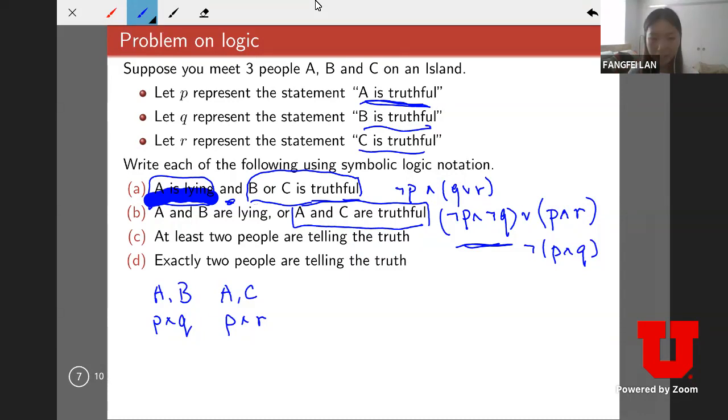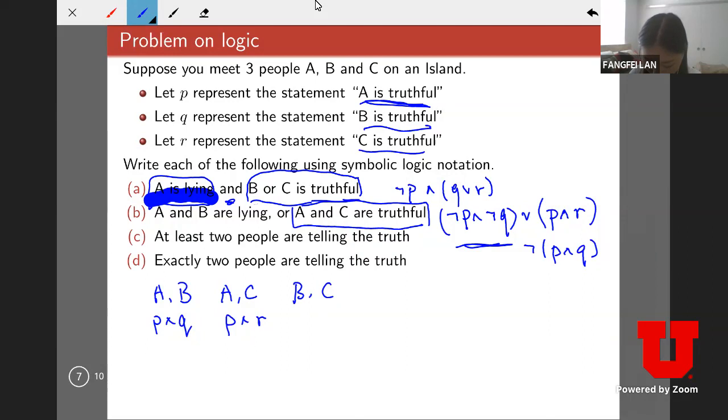So we don't care about what the other person is doing, basically. In these two statements, A and B are truthful, that doesn't consider what C is doing. C could be lying or could be truthful. We don't really care because the statement says at least two people are telling the truth. So the third person can do whatever they want. So then the last possibility is B and C are both truthful. And we don't care about what A is doing.